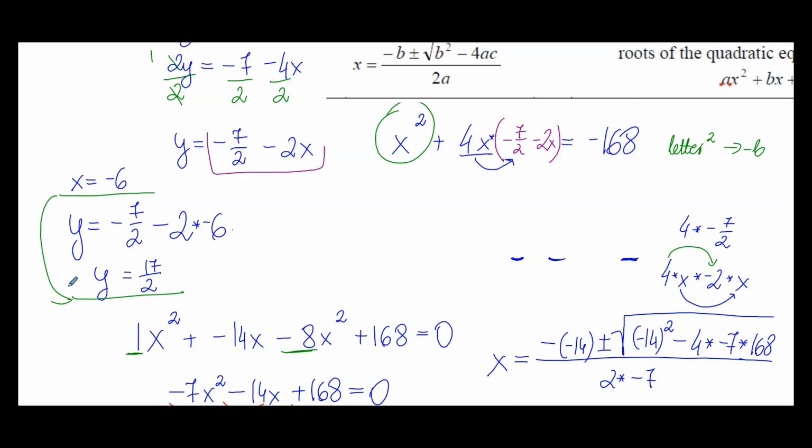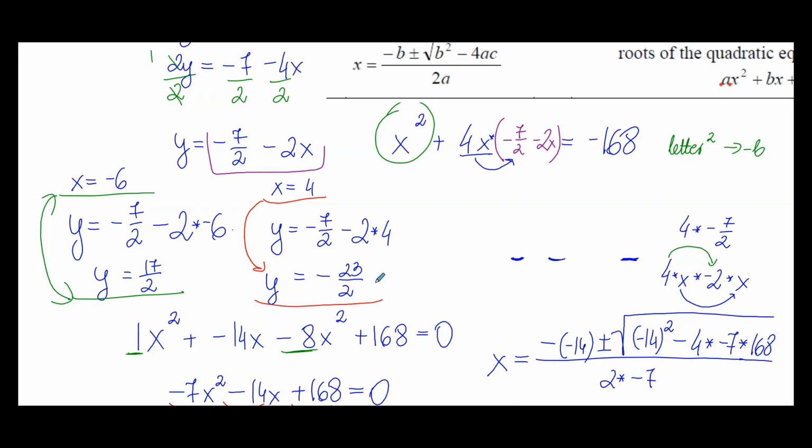So, two sets of numbers: when x is minus 6, y is 17 over 2. And then the second value we got for x was 4. So again, y equals minus 7 over 2 minus 2 multiplied, and instead of x we put 4. And again, all of that in our calculator. We press equal and we get minus 23 over 2. So the second set of numbers: when x is 4, y is minus 23 over 2.